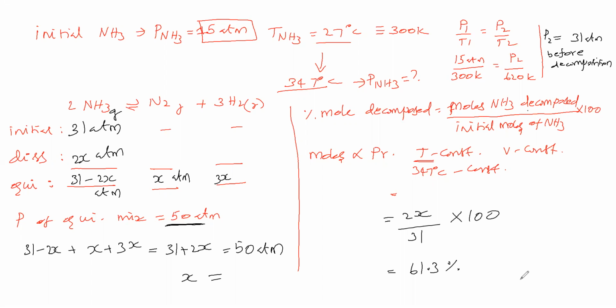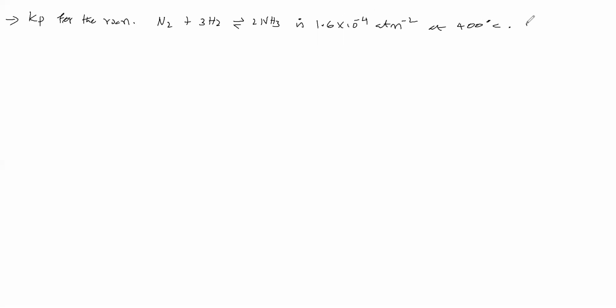Let us go to next sum. Kp for the reaction N2 plus 3H2 gives 2NH3 is 1.6 into 10 power minus 4 atmosphere power minus 2 at 400 degrees Celsius. What will be Kp at 500 degrees Celsius?